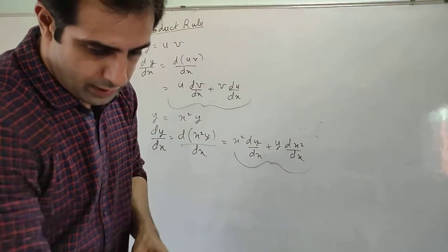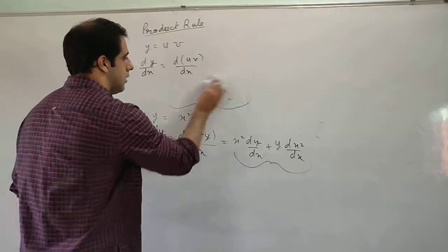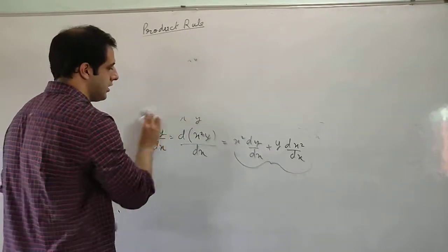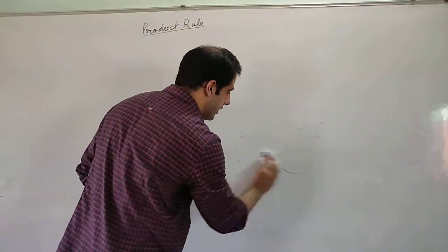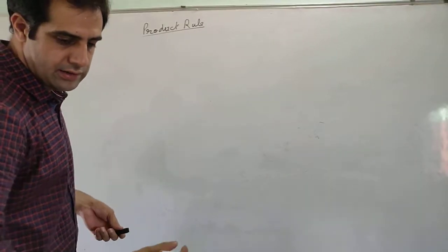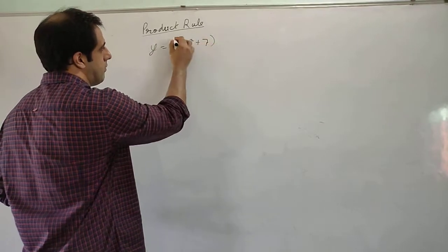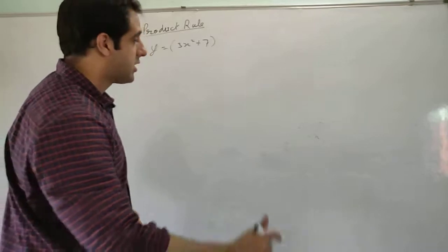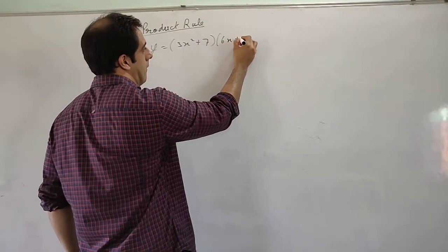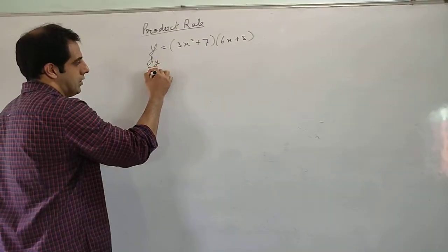So I will give you another example. Let us take a proper equation in which there is no y coming. An equation which is completely dependent on x. Let us take y equals to 3x square plus 7 into 6x plus 3. This is your equation. Differentiating this with respect to x.